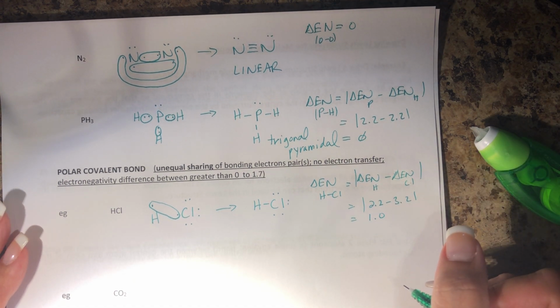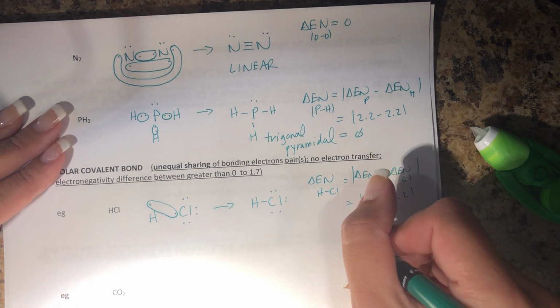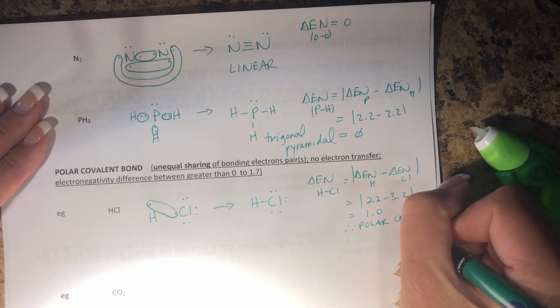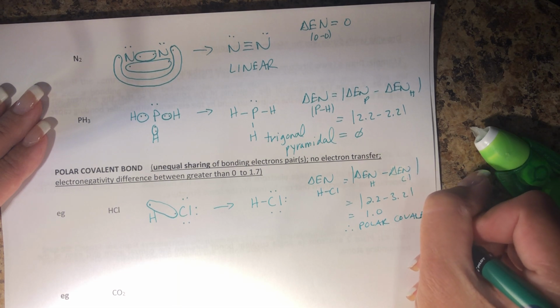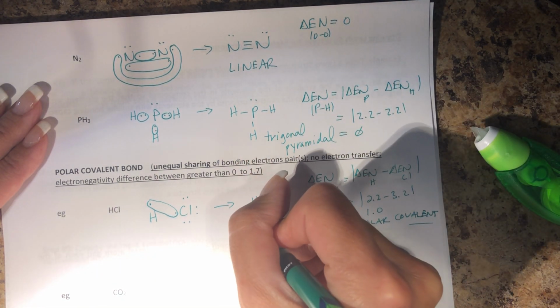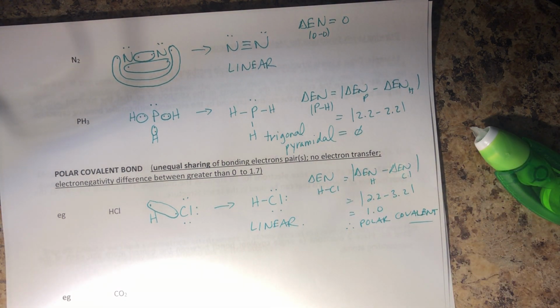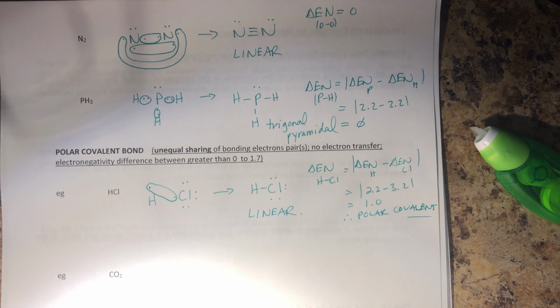Therefore, this is polar, right? Therefore, polar covalent. And the shape of this would be linear again. Okay, all right.